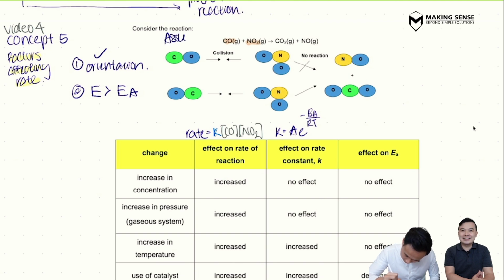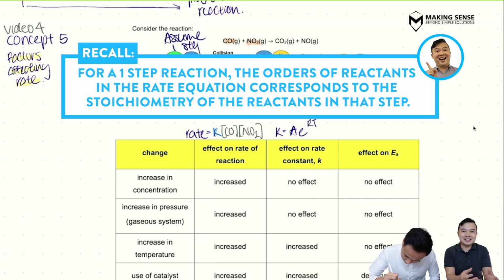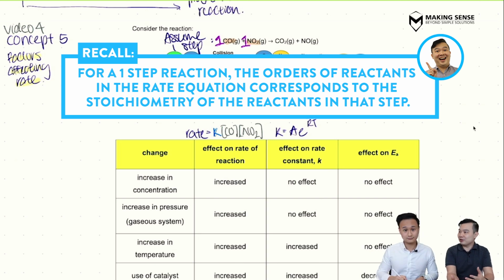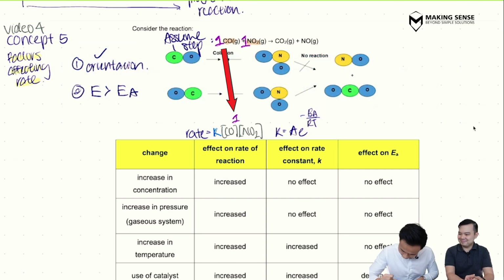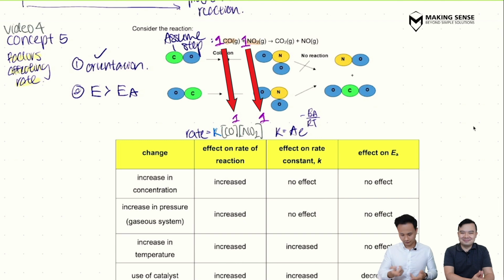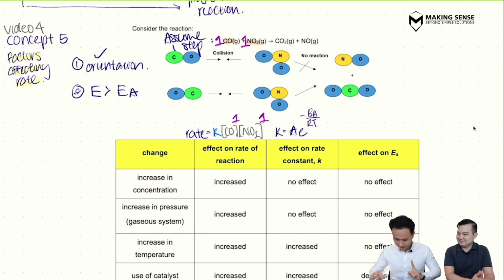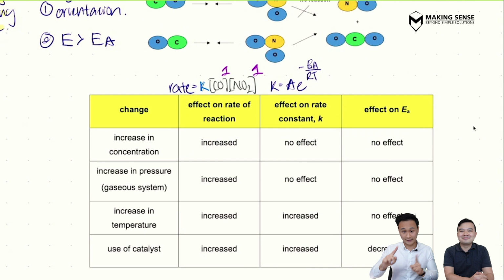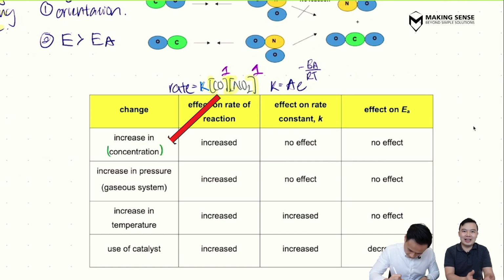What's so special about one step is that if I look at the overall equation, the order of the stoichiometry of the reactants actually corresponds to the order of reaction in the rate equation. Exactly. So this is how your rate equation is written. Now you're going to look at this rate equation and see what the factors are that affect rate. The first one is pretty clear, Mr. Long. Can you see how the concentration of CO and NO2 is in your rate equation? So obviously, your rate is going to be dependent on the concentration of the aqueous reactants.